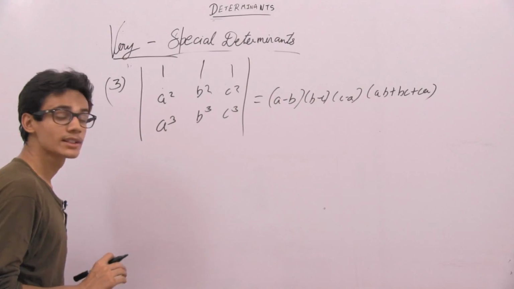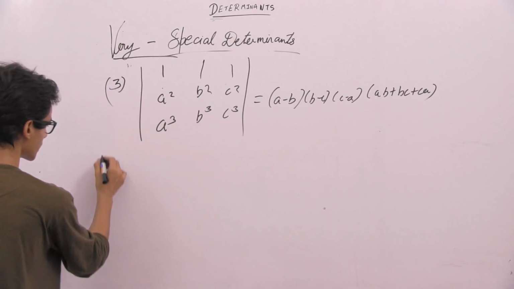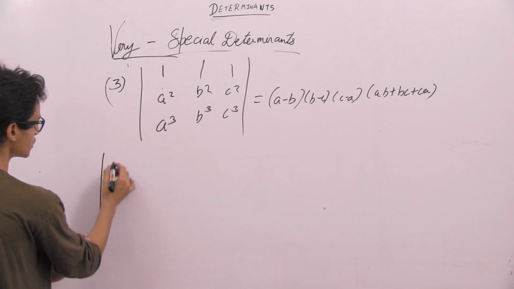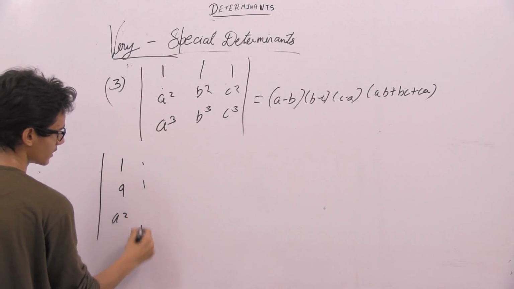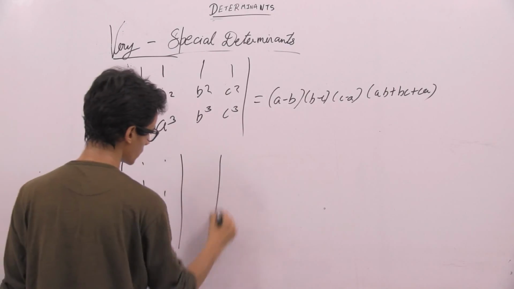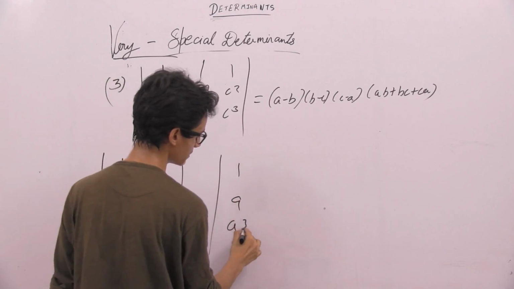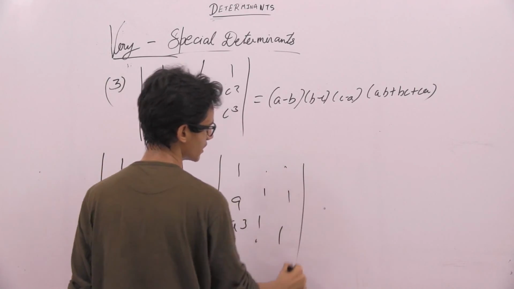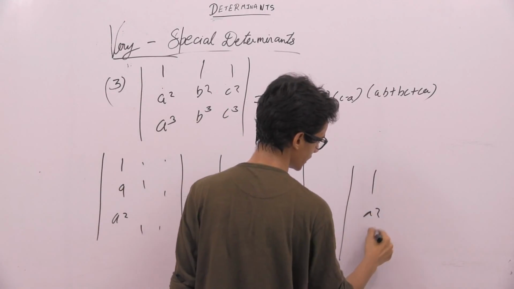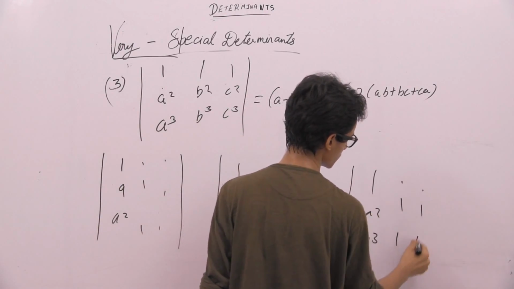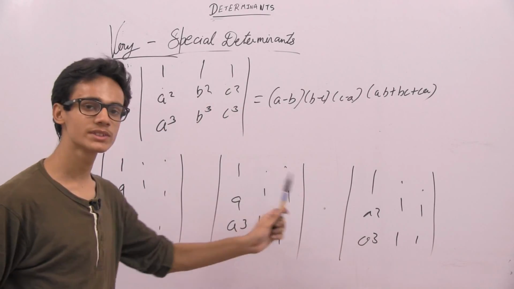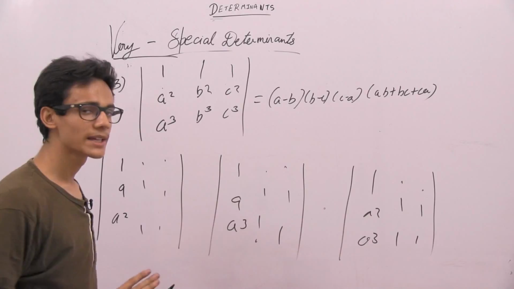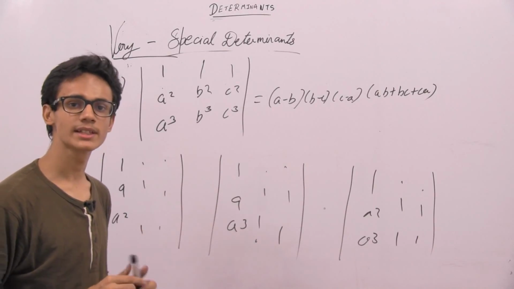So let's take a look at them again. What are their kinds? The first one was 1 a square type in all the rows. The second one was 1 a cube types. The third one is 1 a square a cubed. So whenever we see a determinant of any of these 3 types, we directly apply the formulas we know. This will save us a lot of time.